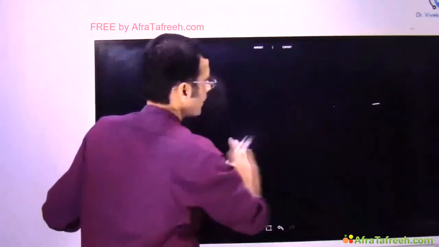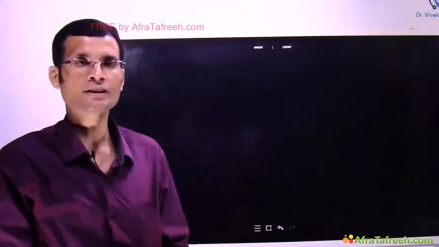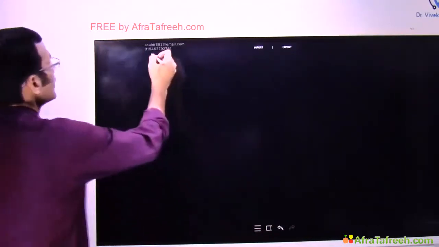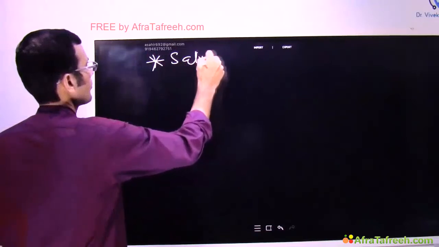These are the regulatory peptides and their functions in the digestive tract. Now let's finally see the secretions in the digestive tract, and then we'll see some aspects of digestion and absorption. So let us start with the salivary secretion.